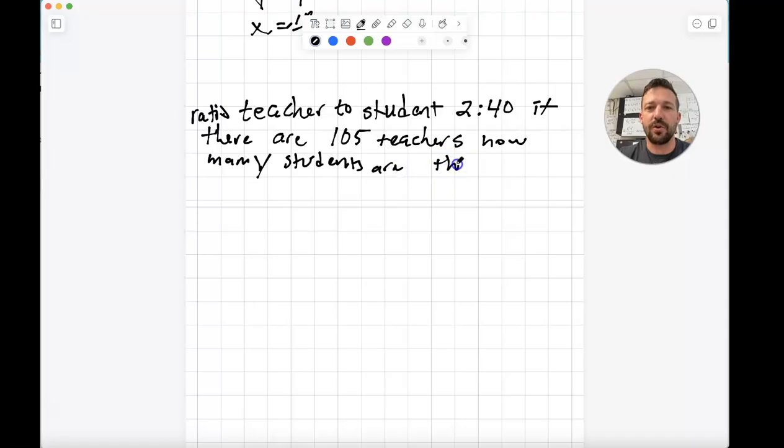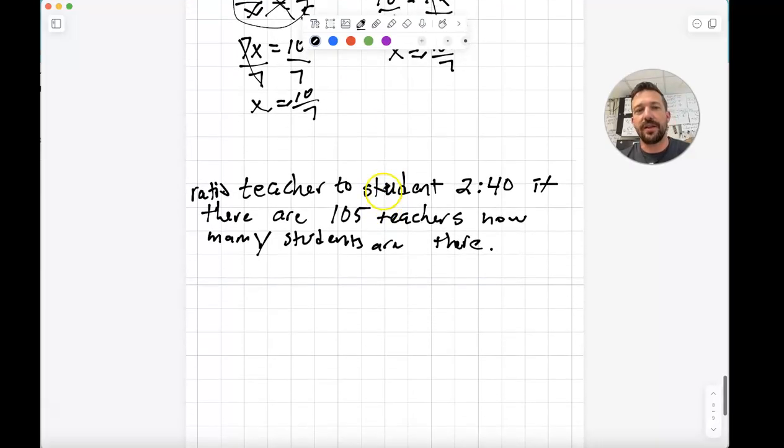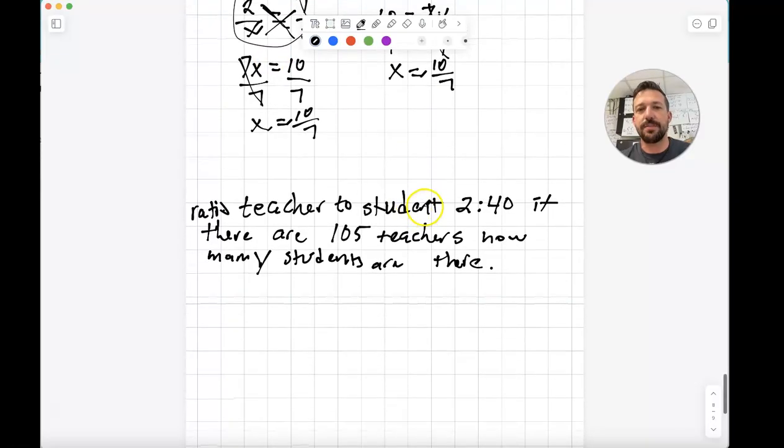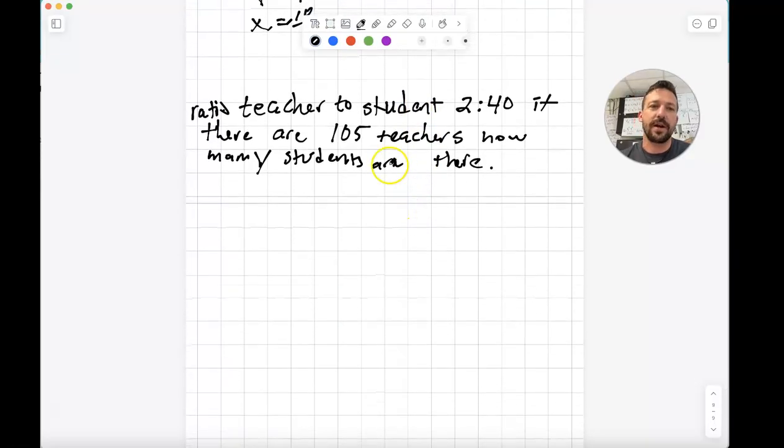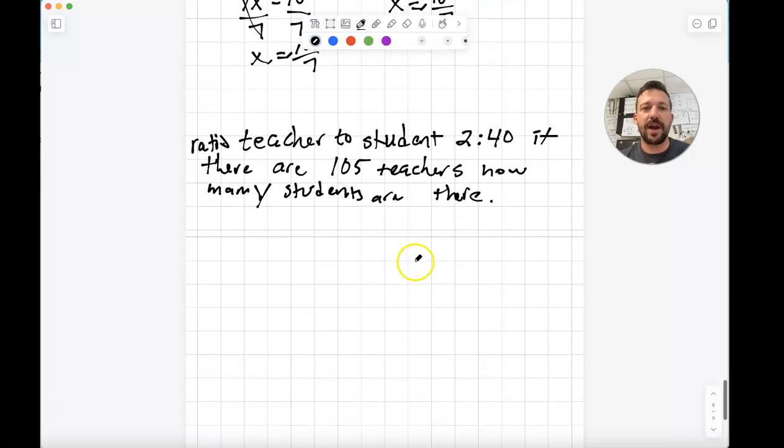Okay, so now the whole thing on ratios is you're going to set everything up to look kind of like these. And if you set it up correctly, solving for x is the easy part. You just need to set it up correctly. So whenever you're setting up a ratio, notice it's a fraction. It's a fraction equals a fraction, right? We need to make sure we set up our fractions right, okay?